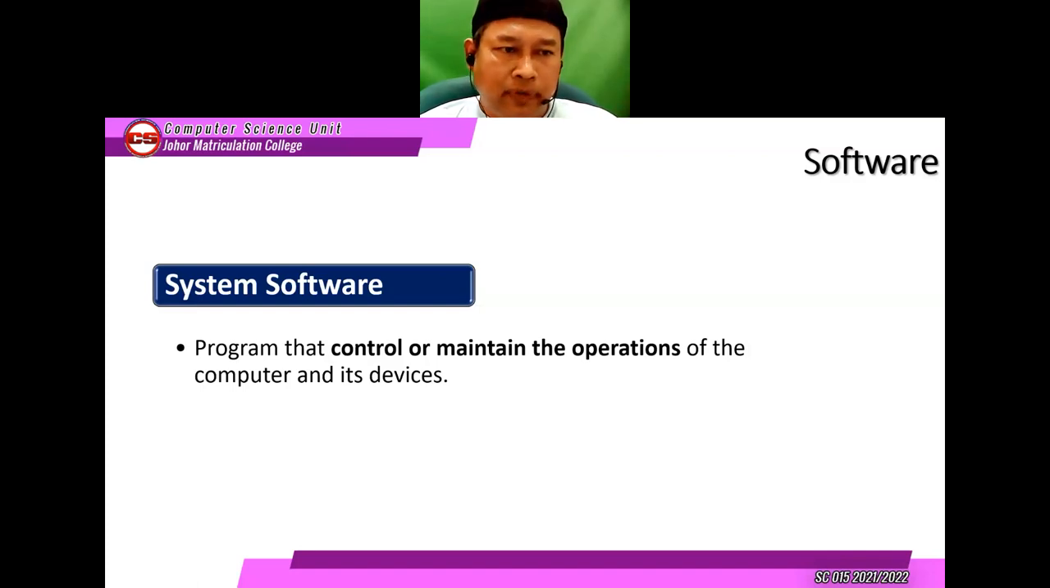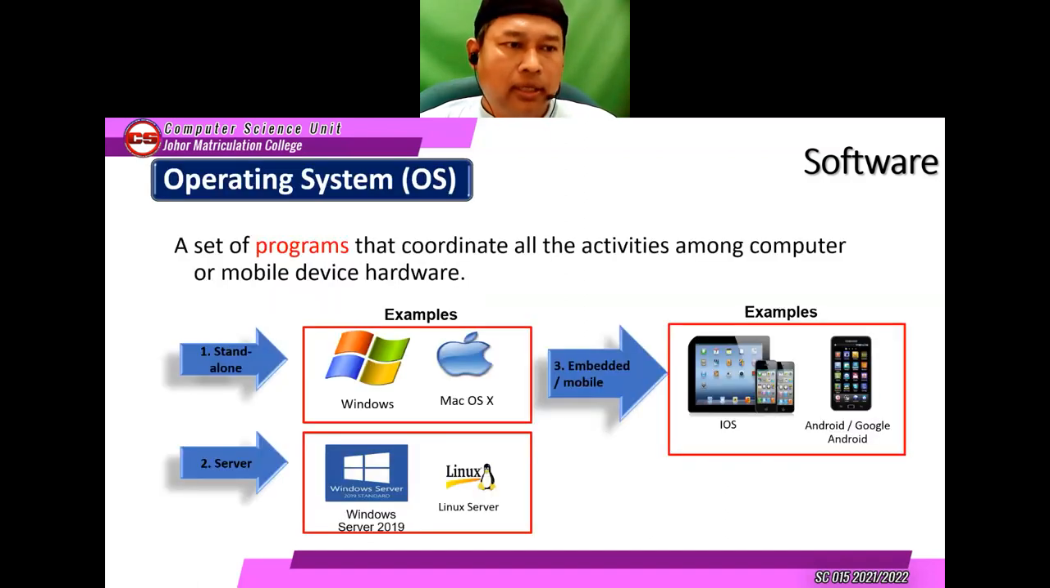What is system software? System software is a program that controls or maintains the operation of the computer and its devices. In system software, we have the operating system, or OS. What is an operating system? An operating system is a program to coordinate all activities among computers or mobile device hardware. There are three types of operating system.